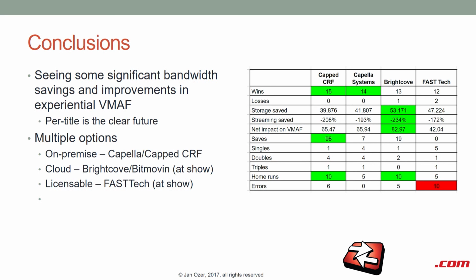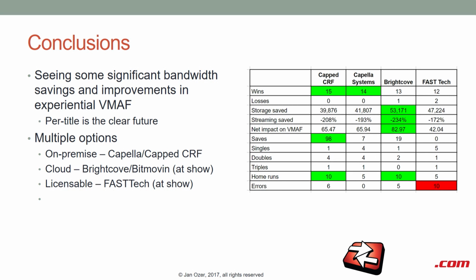Overall, as I started off saying, there's no winners and losers. I think they're all very good technologies, but Brightcove did very, very well in some of the big numbers. CAP-CRF is an attractive technology. Other than the bitrate control, Capella Systems, I think, does a very, very good job and is the only commercially available encoder in this class.